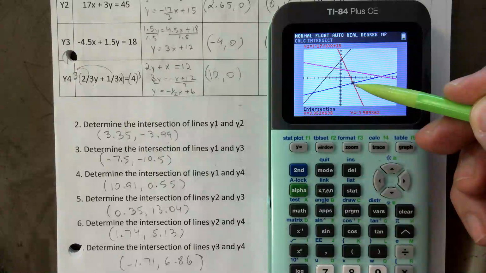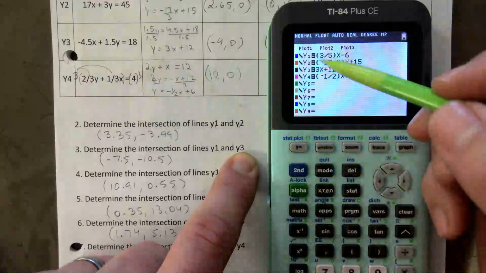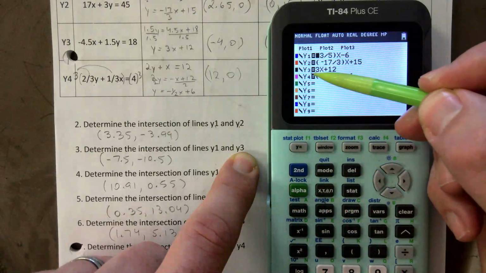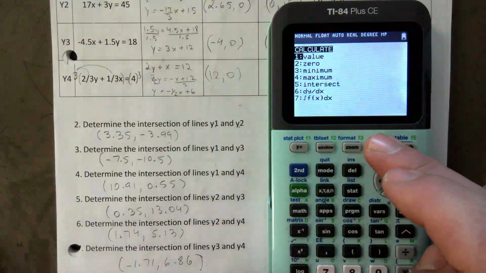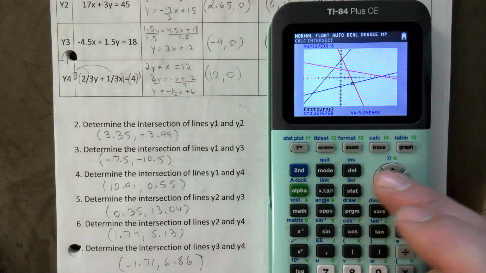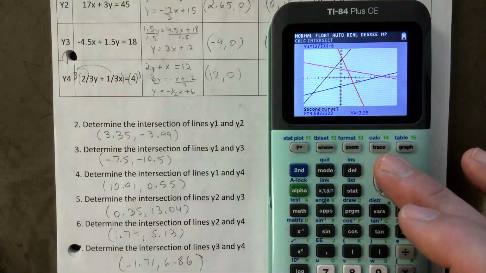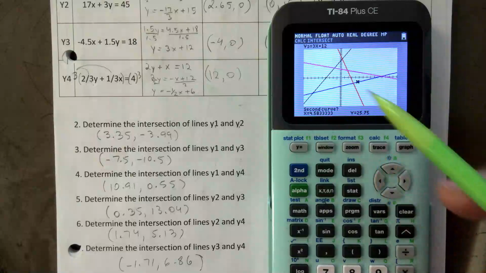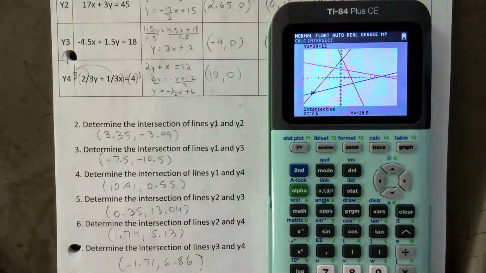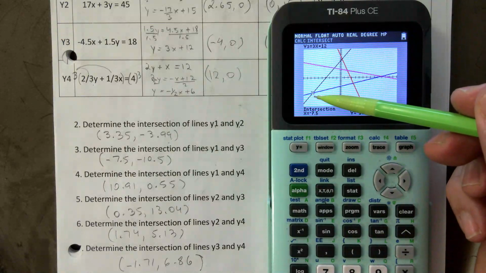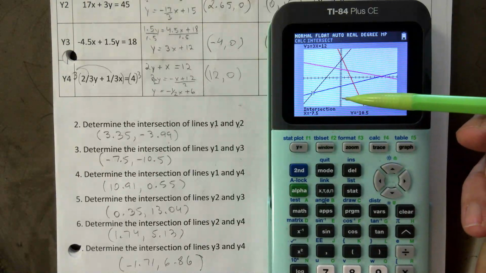There it is. If you want to find the intersection between Y1 and Y3, go check your colors. Y1 is blue, Y3 is black. So I'm going to go second, am I too fast here? Second trace 5. Blue is the first one, perfect. And then I'm going to cycle through until I get to the black line. See it, everything turned black here. You hit enter, enter again, boom, it finds it right there. So if you're comfortable having everything turned on, you just have to go check which colors.